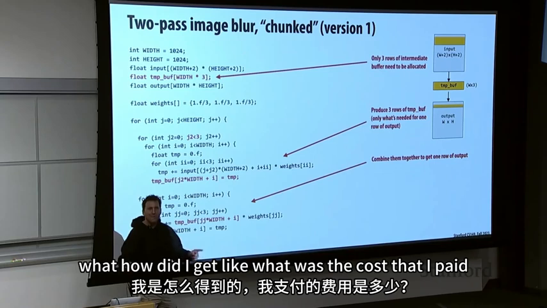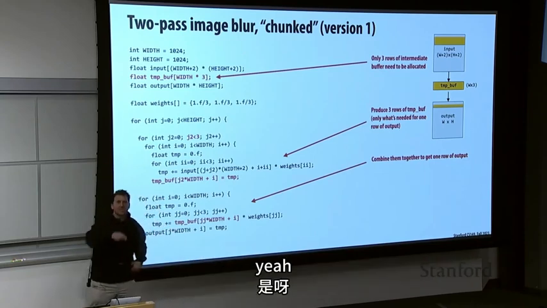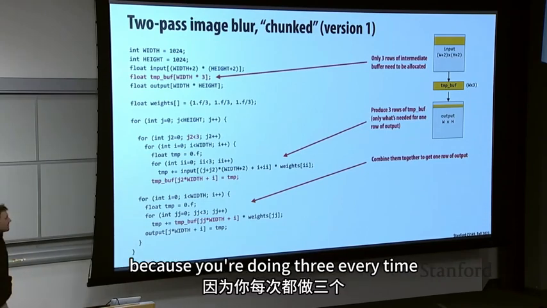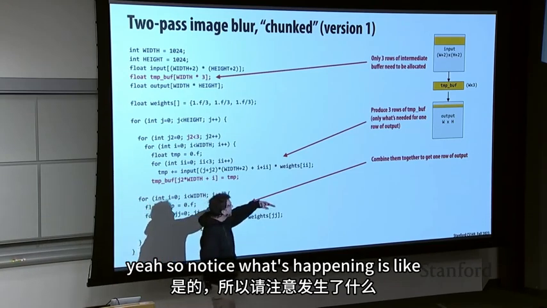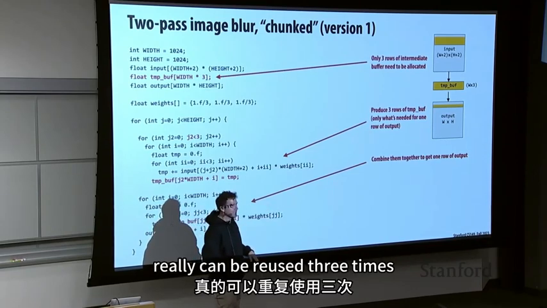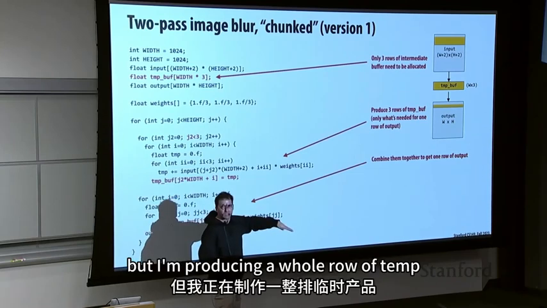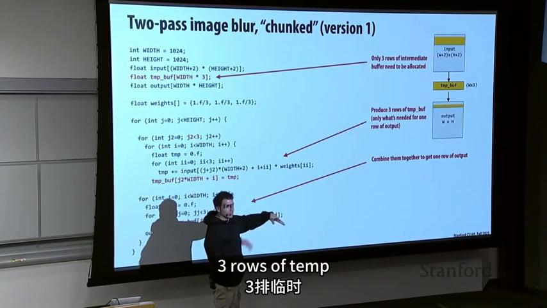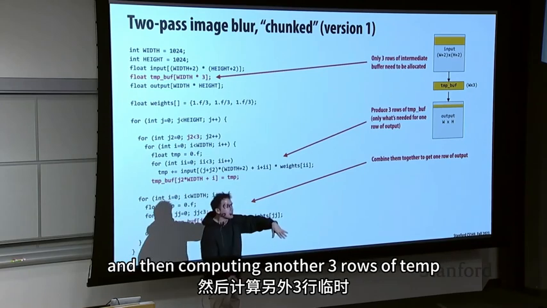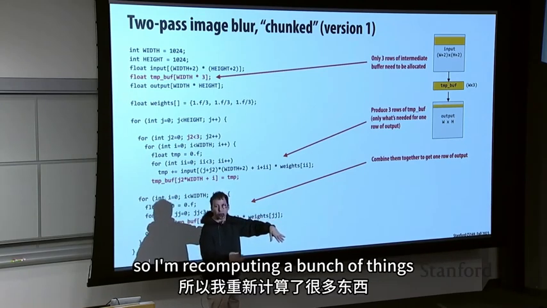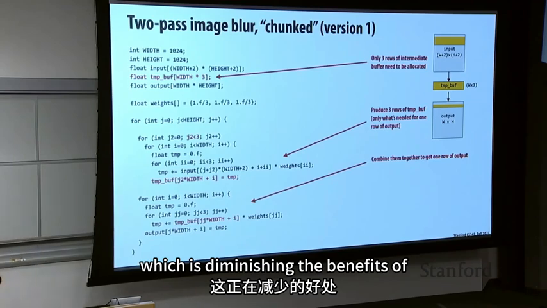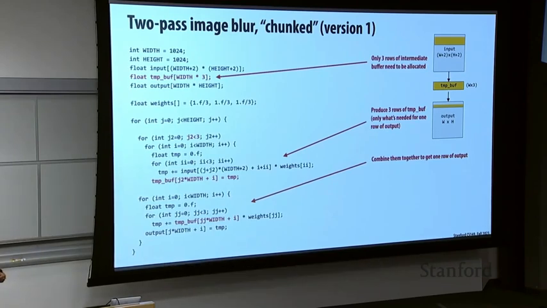But what was the cost that I paid? Yeah. Rows multiple times sometimes if they overlap, because you're doing 3 every time. Yeah, so notice every row of temp buffer really can be reused 3 times. But I'm producing 3 rows of temp, using them, then throwing out all that information, and then computing another 3 rows of temp over and over again. So I'm recomputing a bunch of things, which is diminishing the benefits of this 2-phase approach.